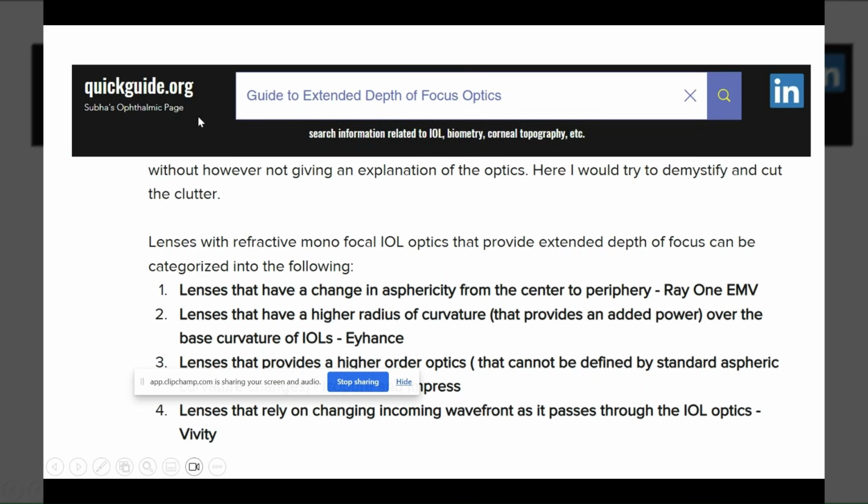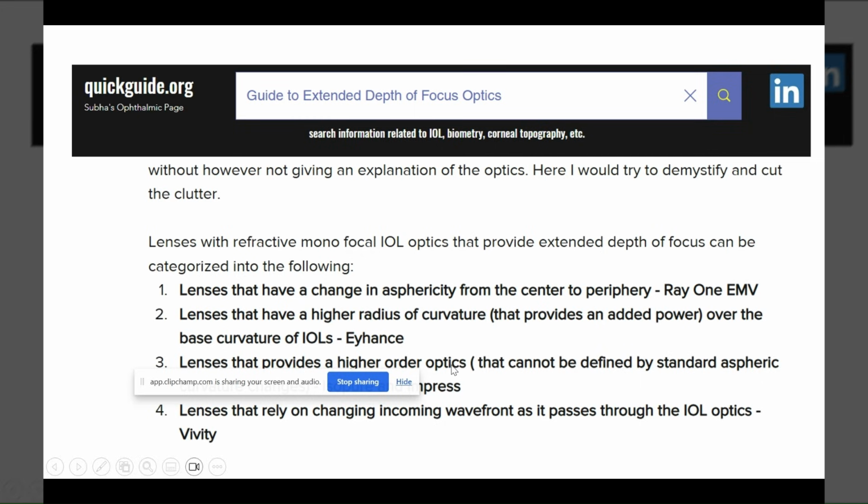Now, in my article, Guide to Extended Depth of Focus Optics, I have listed the four ways of providing a better depth of focus to the patients. And these are the four ways. First, lenses that have a change in asphericity from the center to the periphery, like RayOne EMV, that adds positive spherical aberration deliberately by changing the curvature of the lens. So there is a change in asphericity on the lens surface. Then the second group is like the Eyhance, which has a higher curvature in the central 1 millimeter, right? So that's the Eyhance lens.